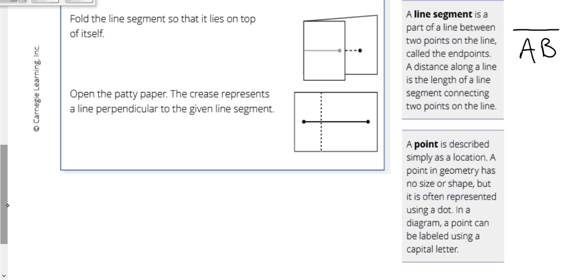And then a point is described simply as a location. A point in geometry has no size or shape. Again, we have to represent it, so we use a dot. But when you're talking about something, you talk about point A or point B. You're not talking about specific dots on the ground or anything like that. So for notation, they'll just do that. Sometimes they'll just write it out and say point A. Another one that comes up in Mathia, not brought up here, is a ray.